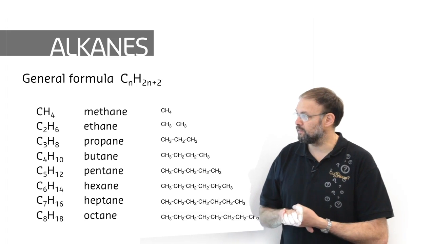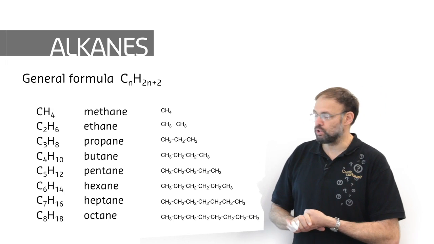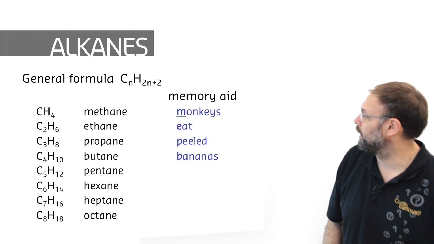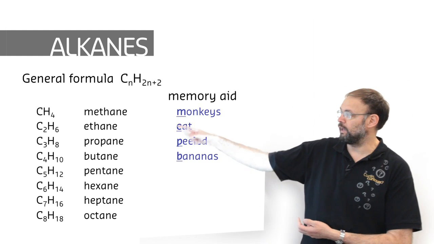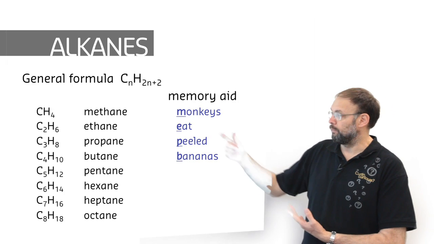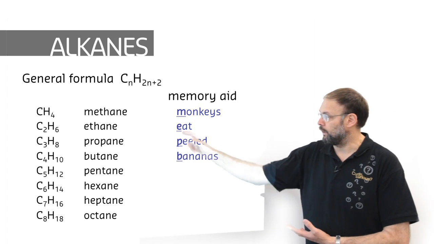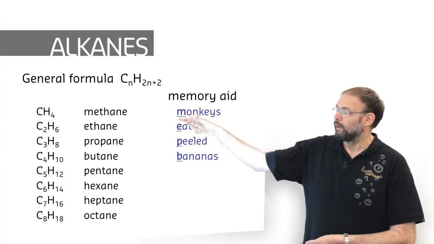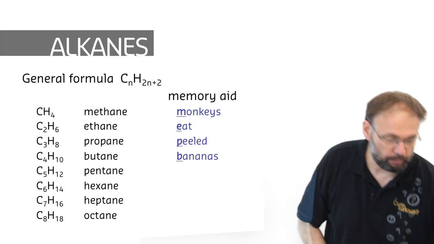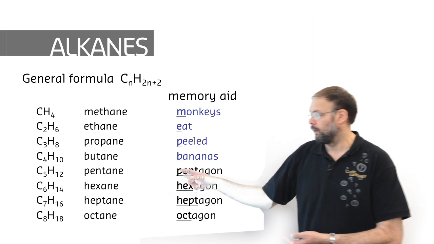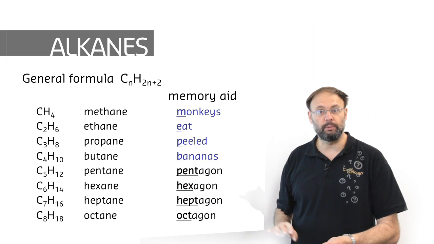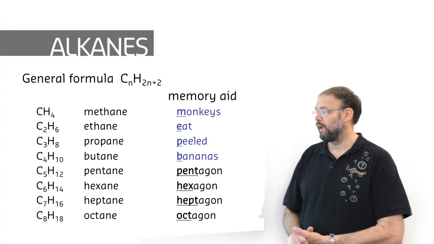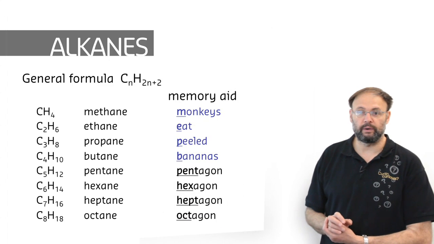Now from experience it seems that most students have troubles remembering the order. A simple way of remembering it might be, for the first 4, monkeys eat peeled bananas, M standing for methane, eat for ethane, peeled for propane, and bananas for butane. This is the bit that causes most students problems. The next bit, most students are comfortable with their geometry and recognize pentagons, hexagons, heptagons and octagons, and they correspond to the 4 other alkanes.